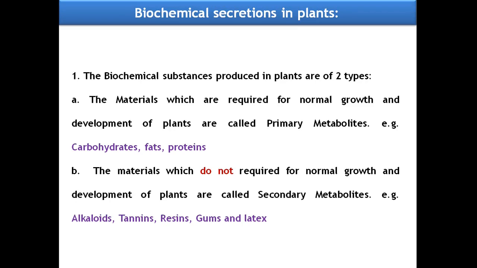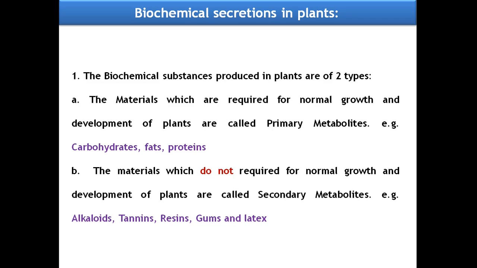The biochemical substances produced in plants are of two types, that is primary metabolites and secondary metabolites. The materials which are required for growth and development of plants are called primary metabolites. For example, carbohydrates, fats and proteins are involved in the growth and development of the plant, hence called primary metabolites. Whereas the materials which are not required for the normal growth and development of the plant are called secondary metabolites. These have their own uses.